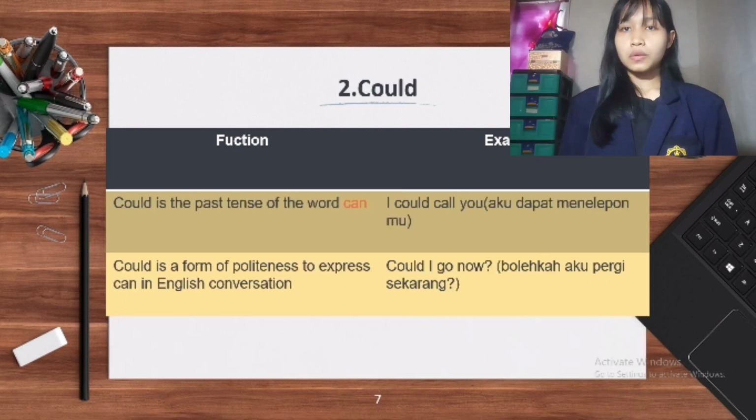Function of could. Could is the past tense of the word can. For example, I could call you. The second function, could is a form of politeness to express can in English conversation. For example, could I go now?